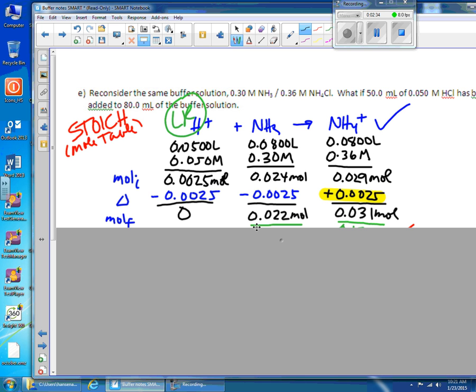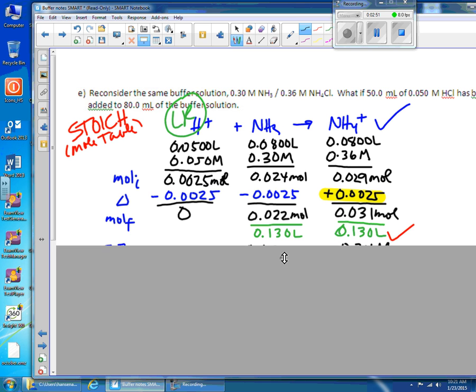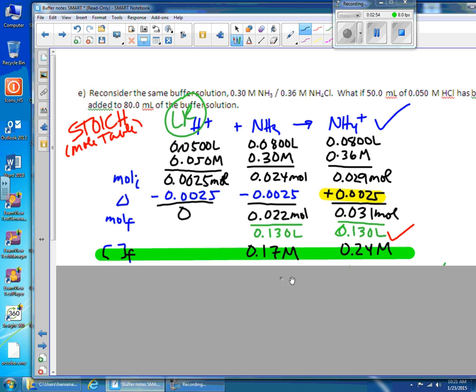Before you can move on, you want to get those mole values into concentration. And that's where you want to be careful, because you had an additive solution. You added 80 mLs of the buffer solution to 50 mLs of the HCl. So the new volume for the solution mixture at the end is 130 mLs. So you want to divide by 0.130. All right, so there are my final molarities at the end of the MICE table.